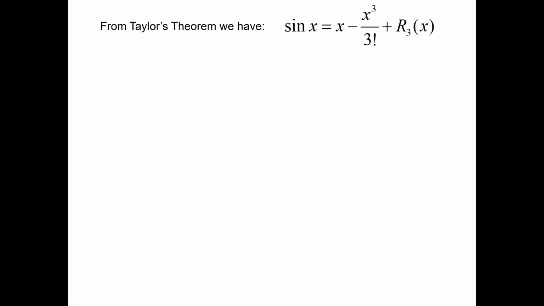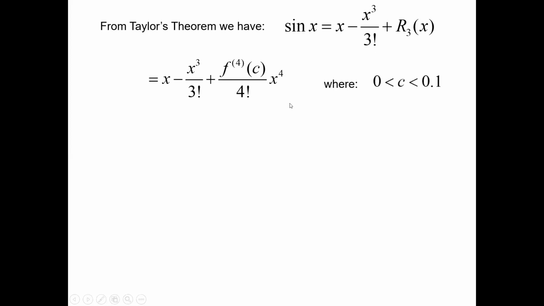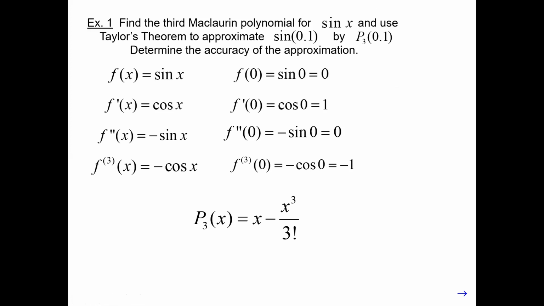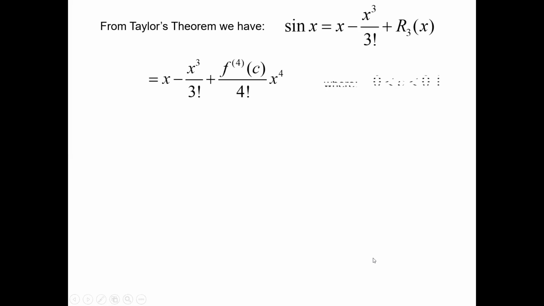Taylor's theorem says that our original function, sine of x, can be written as our polynomial plus the remainder associated with using that third degree polynomial. That remainder is bounded by the 4th term. So the 4th derivative over 4 factorial times x to the 4th power, where c is between 0 and 0.1. Okay, I'm getting that 0 and 0.1 from, let me back up for a second. 0 was what we centered it around. 0.1 was the number we wanted to approximate. Okay, so that c value is going to help us get that upper limit or that maximum value.